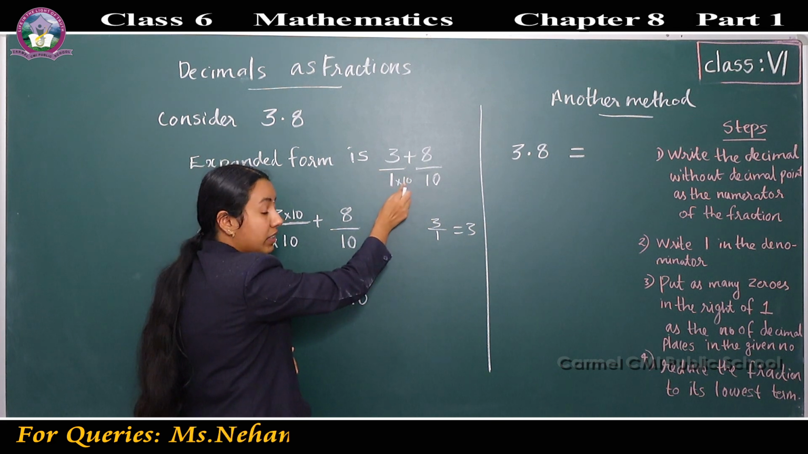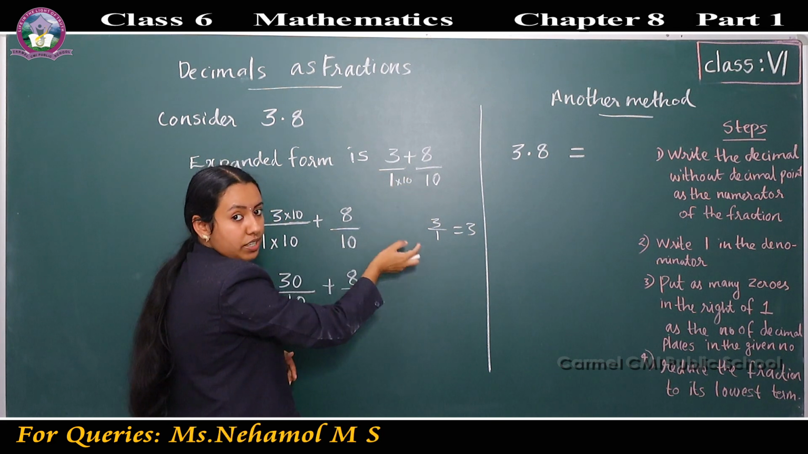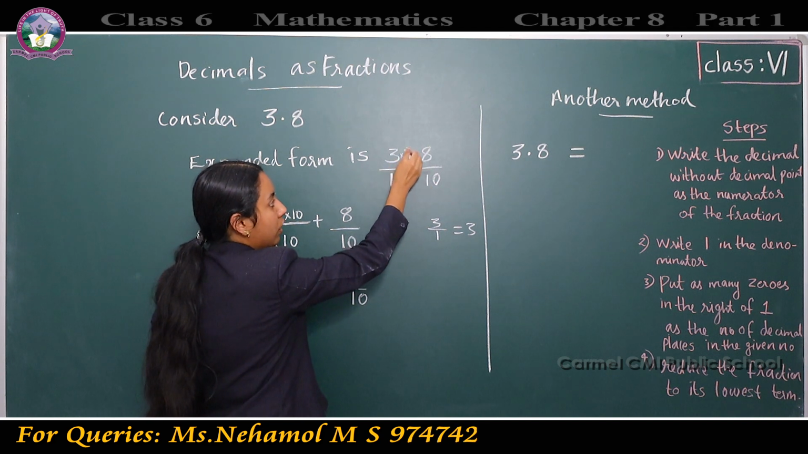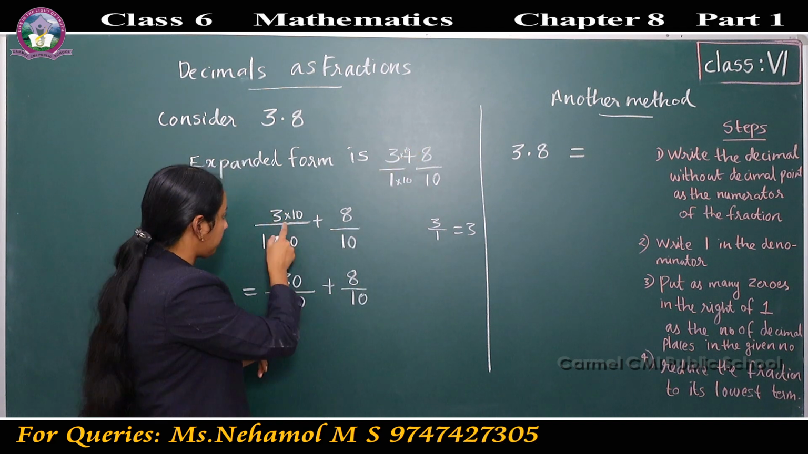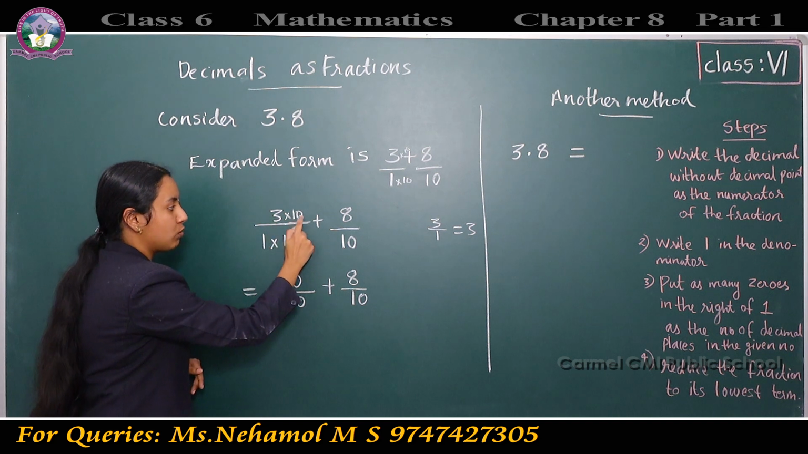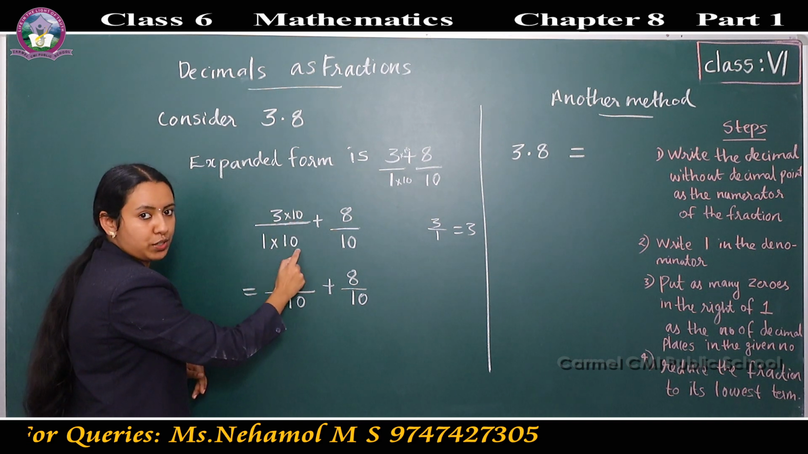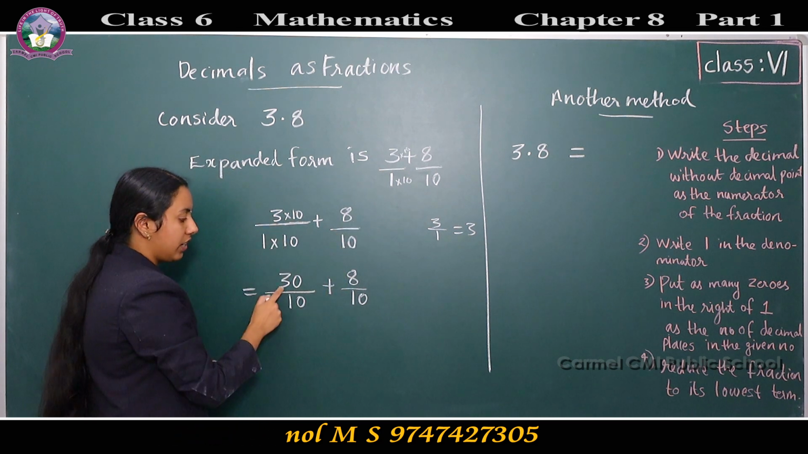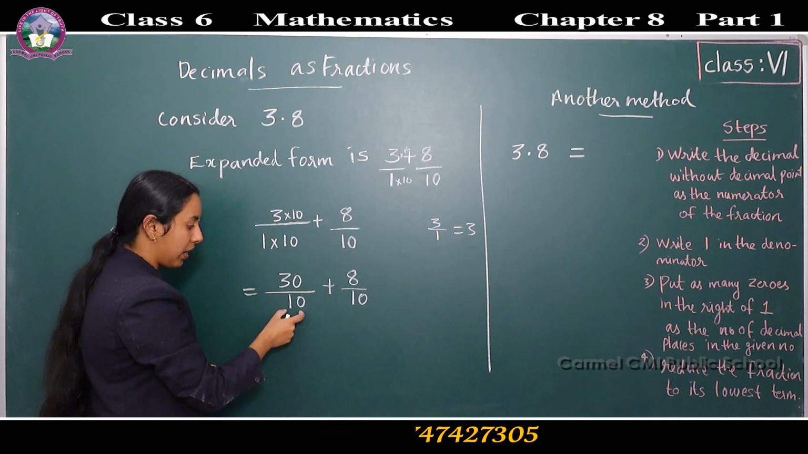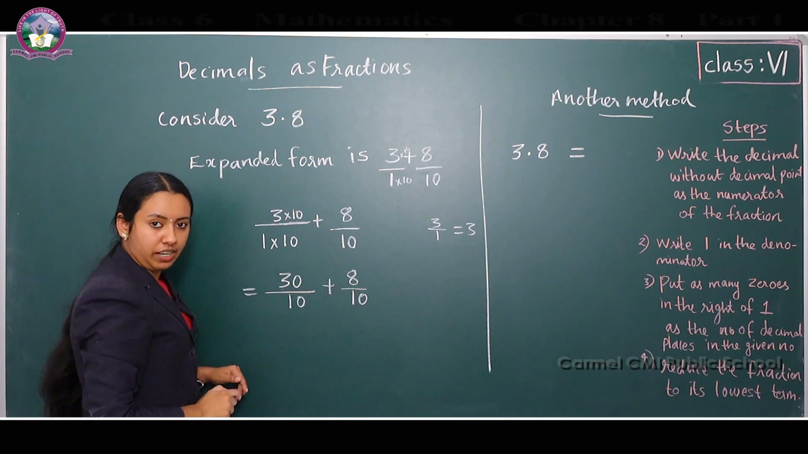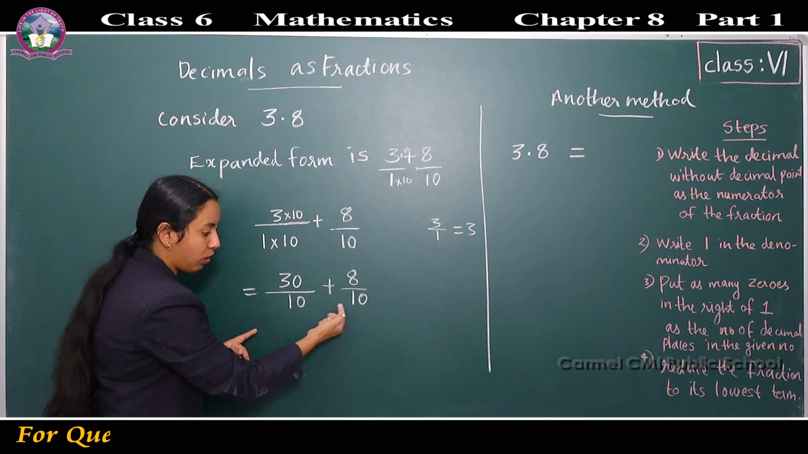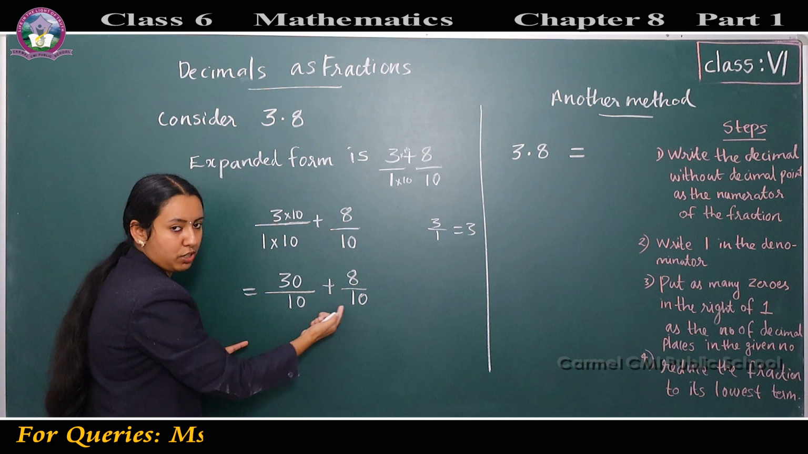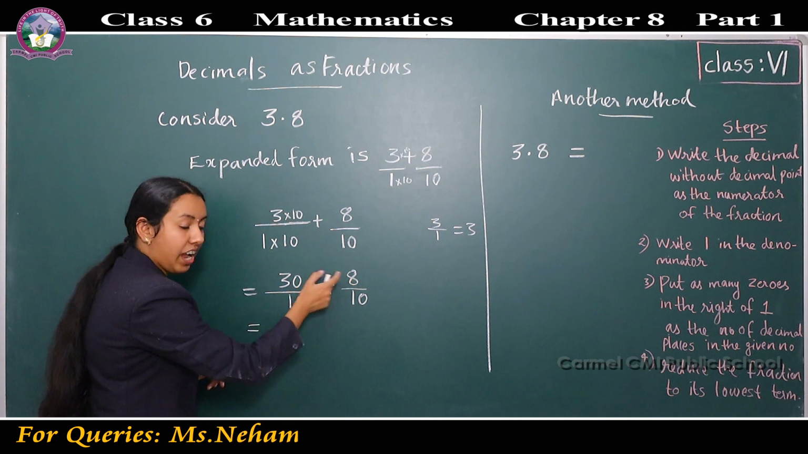Since we multiplied by 10 in the denominator, we have to multiply in the numerator also. Then we got 3 into 10 by 1 into 10 plus 8 by 10. 3 into 10 is 30, so 30 by 10 plus 8 by 10. Now we have the same common denominator.